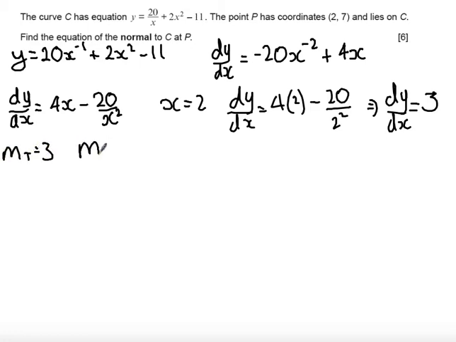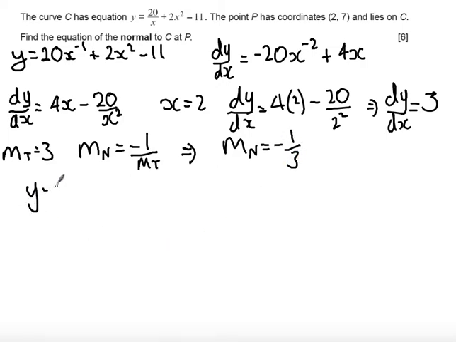I want the gradient of the normal, which is perpendicular to that, so we're going to use the property minus 1 over the gradient. So this could be m1 and m2, or m normal and m tangent. Just substituting in the gradient of the tangent, we get the gradient of the normal is minus 1/3. So now we can find the equation of a line, because I've got a point that the line passes through, and I've got a gradient.